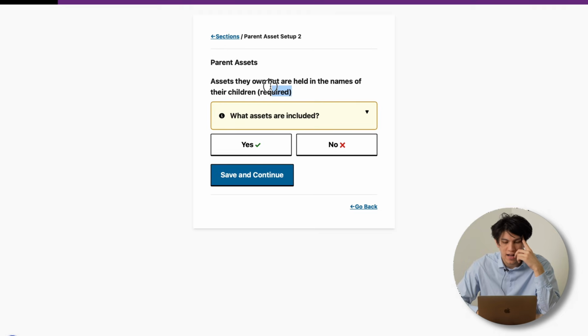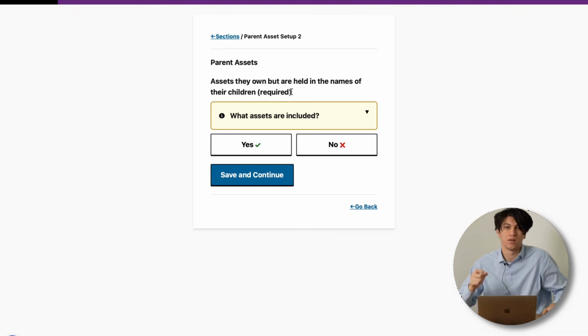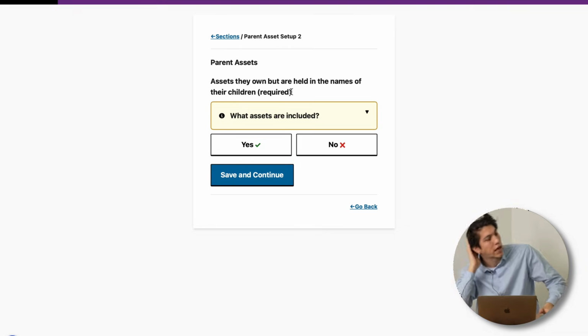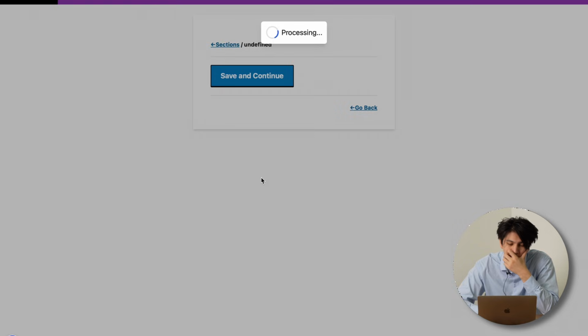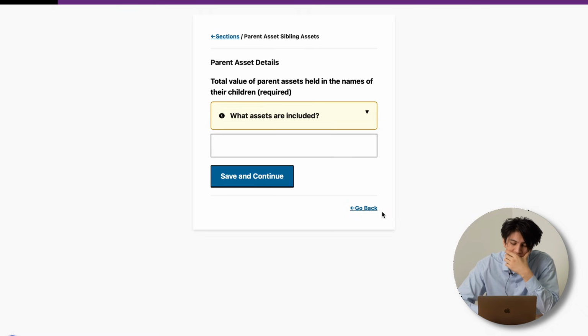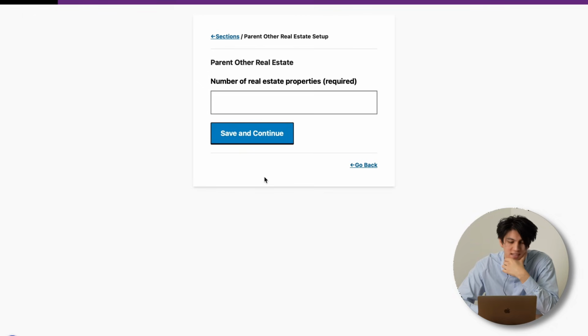Assets they own but are held in the names of their children. So that means imagine you are over 18 and your parents have a house in your sibling's name, right? So we don't have it. If yes, you will just include it, right? So here, what is the asset? When you buy it, what is that? And no one knows. So they ask information.